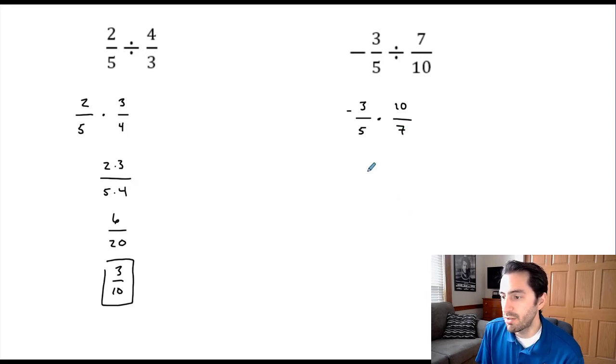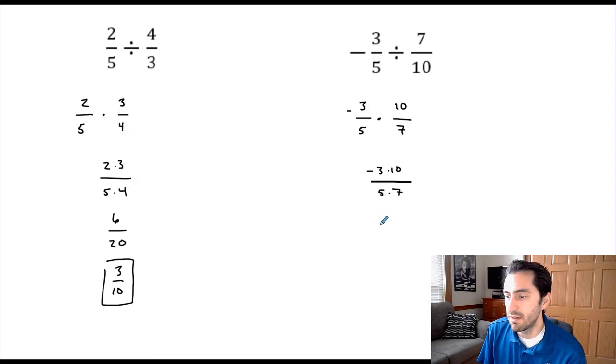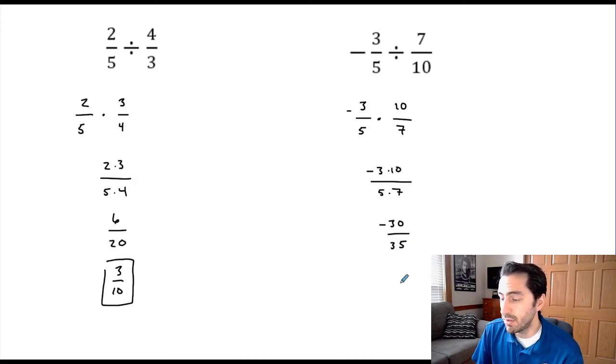Multiplying the two fractions, we multiply the numerators, so -3 times 10, and then this is going to be over the two denominators multiplied together, 7 times 5. And we end up with negative 30 over 35. And again, we'll simplify. 30 and 35 both have a common factor of 5, so let's simplify that. So we're going to end up with negative 6 over 7.